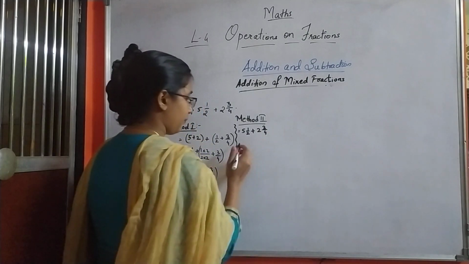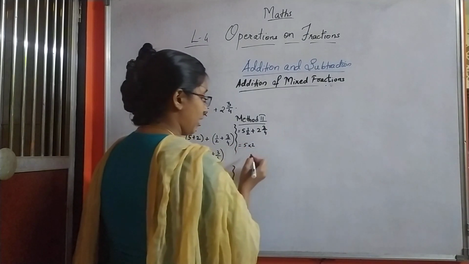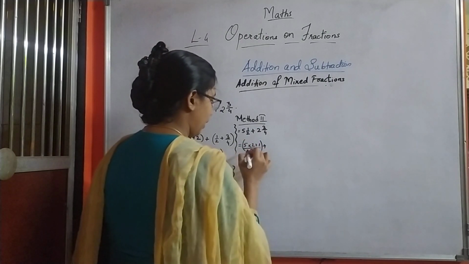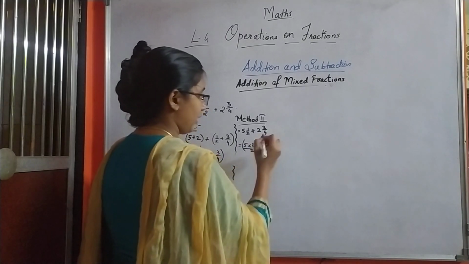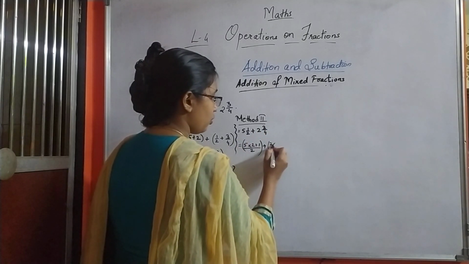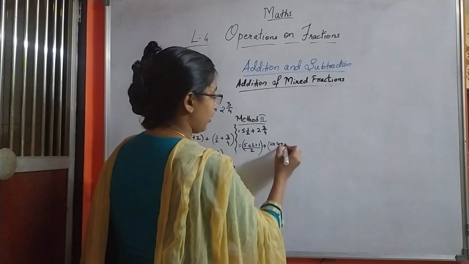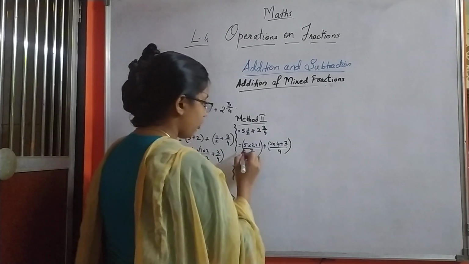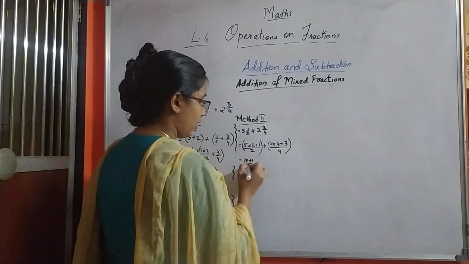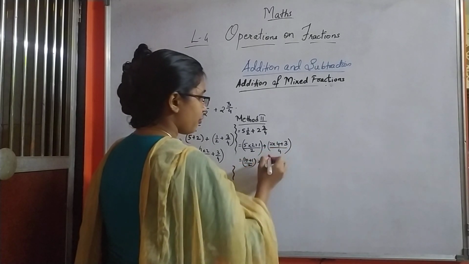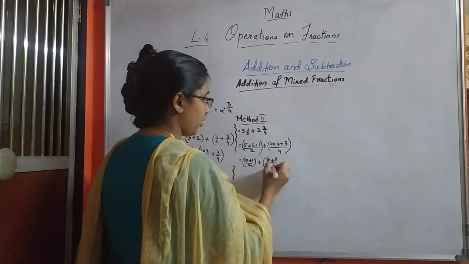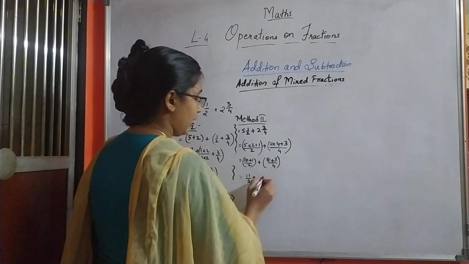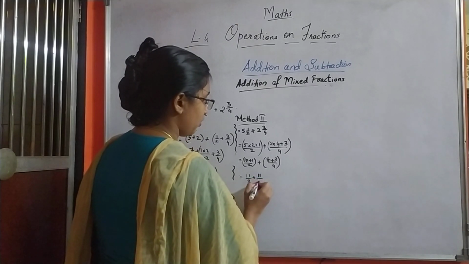I will take it separately. How? 5 is multiplied with denominator 2 and added to 1. This is in one bracket. I said separately. So separately again, this mixed fraction 2 is multiplied with 4 and added to 3 with denominator 4. Now 5 into 2 is 10 plus 1 upon 2. 2 fours are 8 plus 3 upon 4. 10 plus 1, 11 upon 2. 8 plus 3, 11 upon 4.